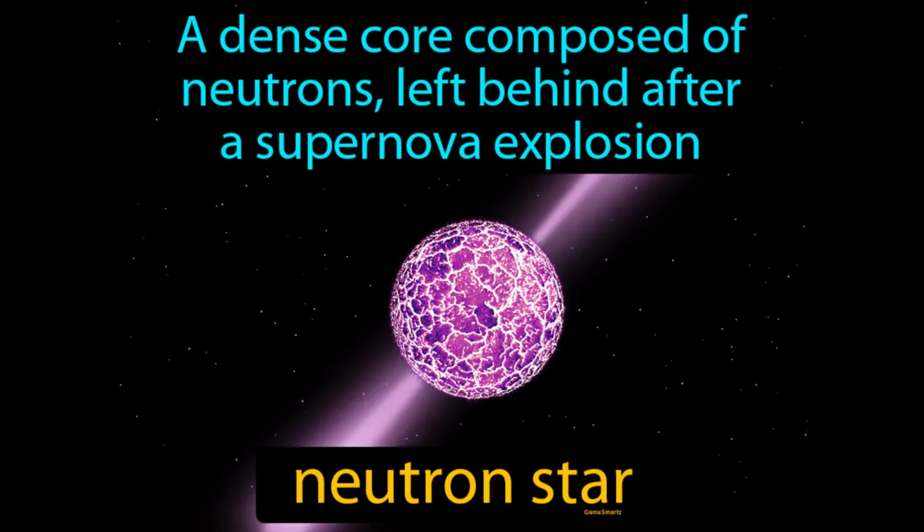A dense core composed mainly of neutrons, left behind after a supernova explosion. Neutron star. A neutron star is a supercompact object formed when a massive star's core collapses under gravity after a supernova, squeezing its mass into a small, incredibly dense ball mostly made of neutrons.